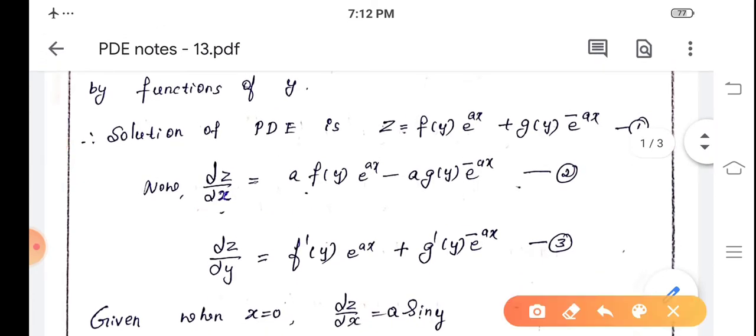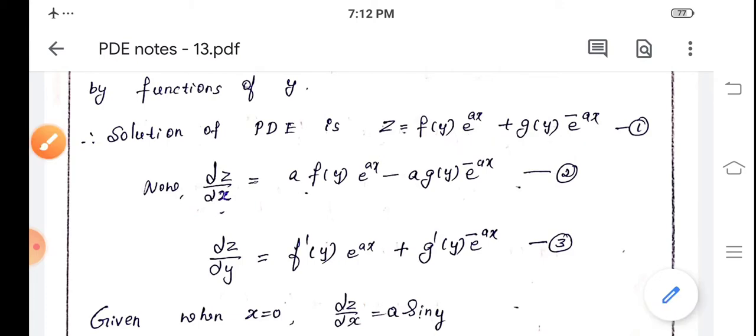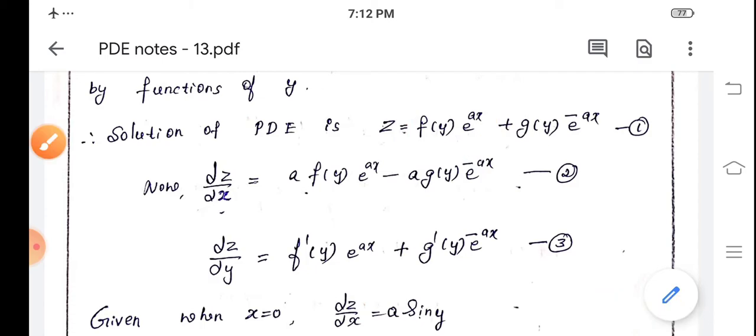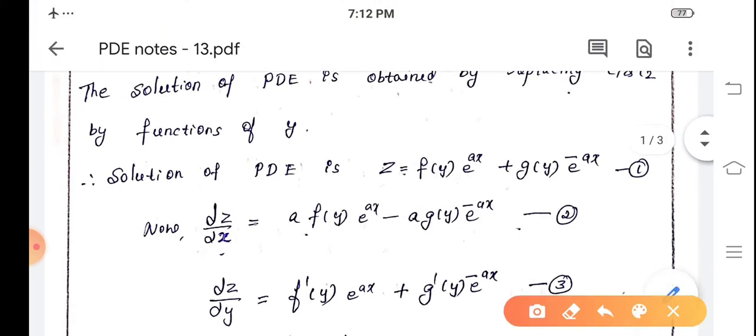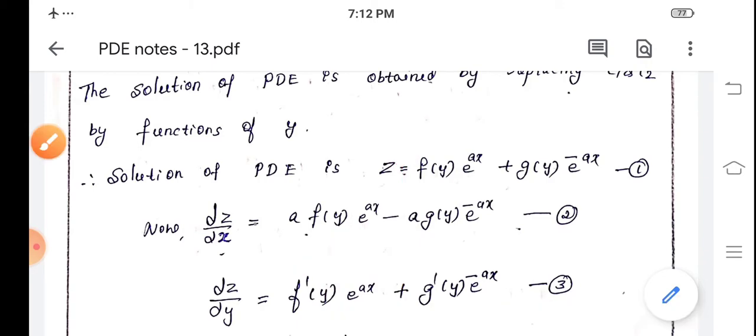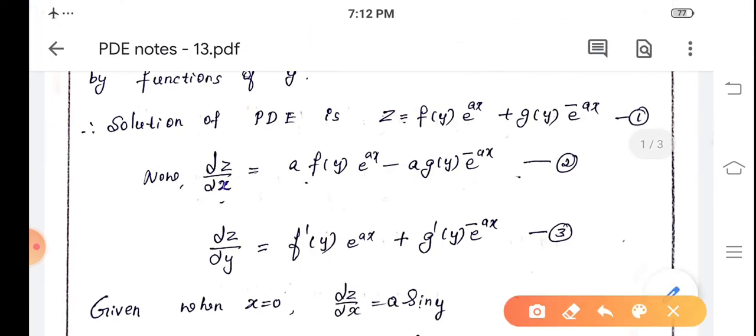Similarly, we differentiate equation 1 partially with respect to y. That gives ∂z/∂y. Differentiating f(y) e^(ax) partially with respect to y, e^(ax) is constant, so the derivative of f(y) is f'(y). Similarly, the second term is e^(−ax) into the derivative of g(y), that will be g'(y). That is equation number 3.